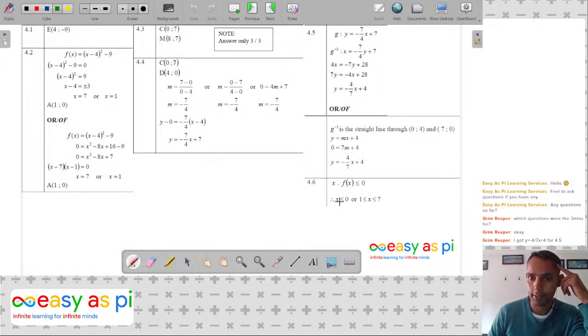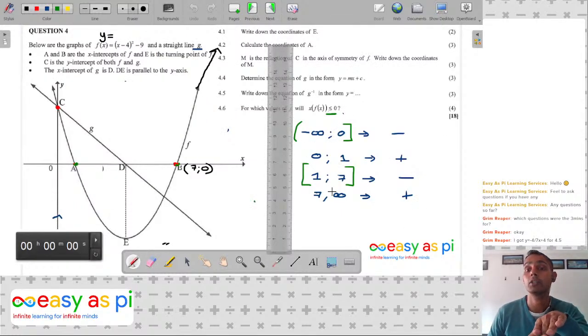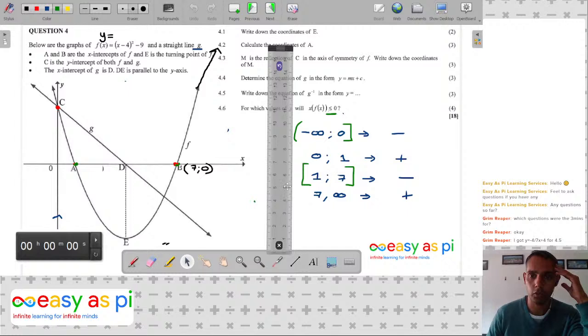And you can see how they've said it. X must be less than or equal to 0, or x is between 1 and 7. And we've simply written it in a different notation, but that would be accepted in any case. And so that is my answer to you for the last question. Remember, you'd use your ruler.